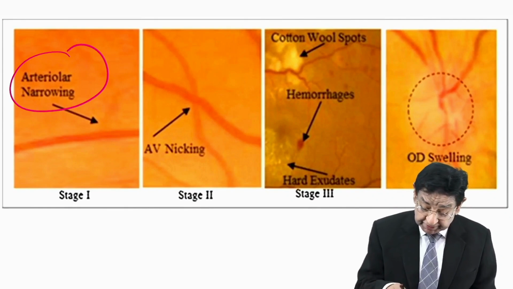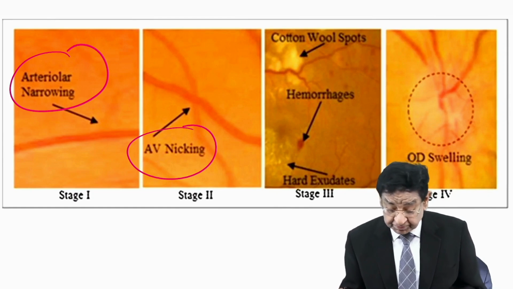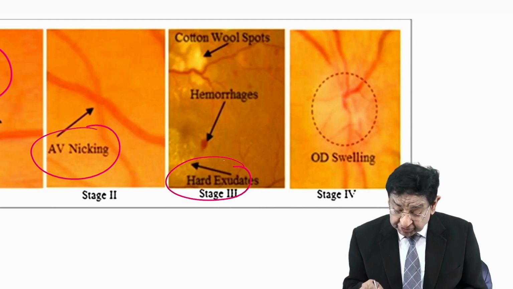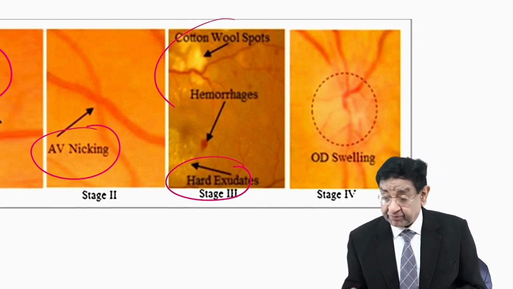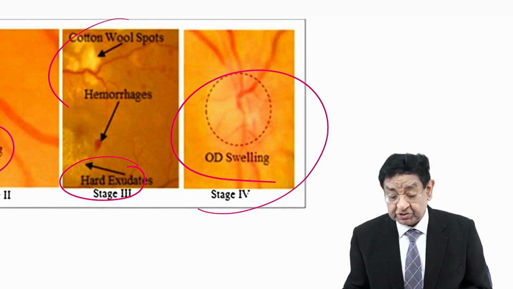Arterial narrowing, AV nicking or AV nipping also. Then the stage 3 where we are getting hard exudate, hemorrhage and cotton wool, and finally we are getting papilledema, and the optic disc is swelling.